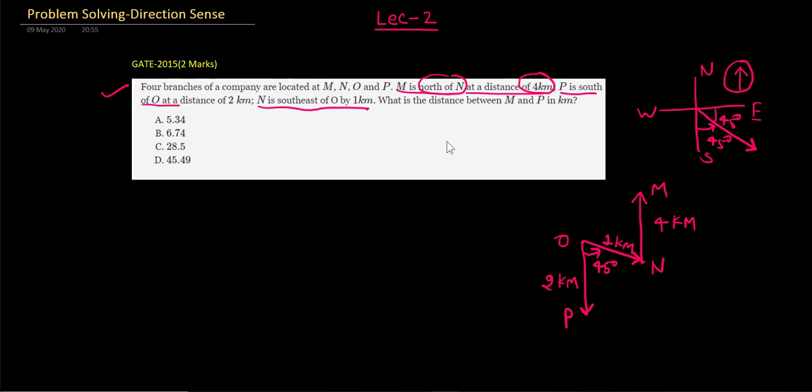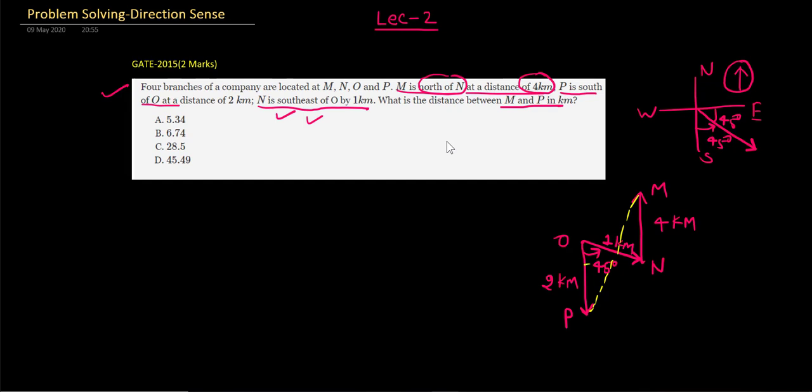Initially, without reading the statement that N is southeast of O by 1 km, you might draw point O anywhere. But whenever it is given that N is southeast of point O, you have to make the diagram in such a way only. So this is the unique diagram. There cannot be any other direction. Now, the question is, what is the distance between M and P? So we have to calculate this distance M and P. Let's calculate this quickly now.